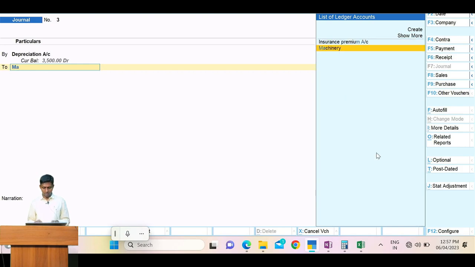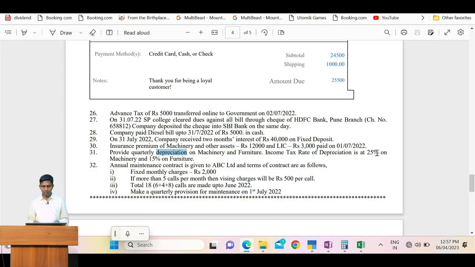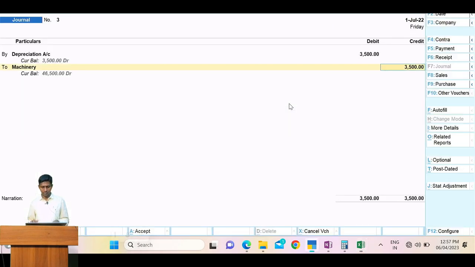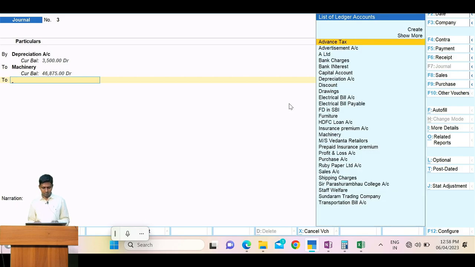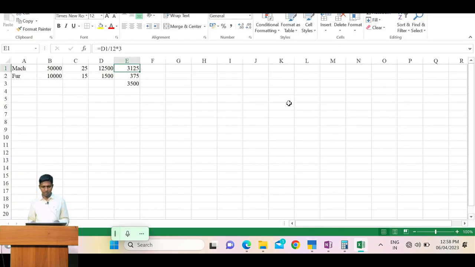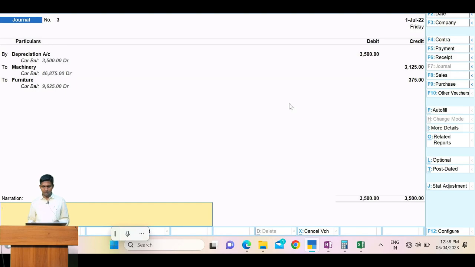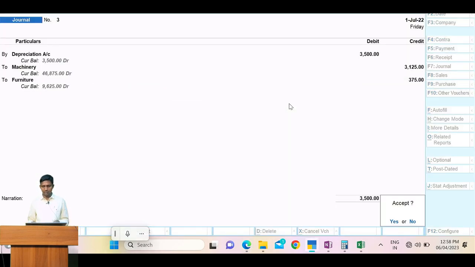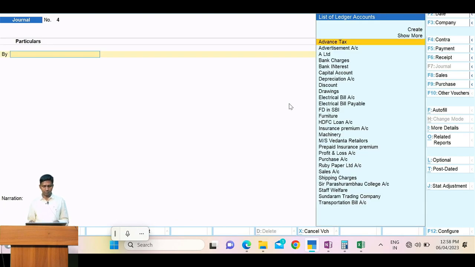And then machinery, say machinery account credit. Machinery account credit what? Machinery is 3,125, 3,125. And then after that furniture. Furniture account 375. Enter on the 1st July, am I correct? Yes, due to the constraint I have passed it on 1st July. You also pass it on 1st July.